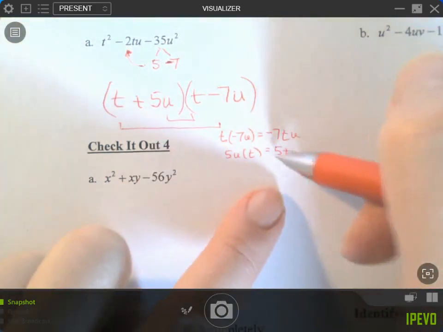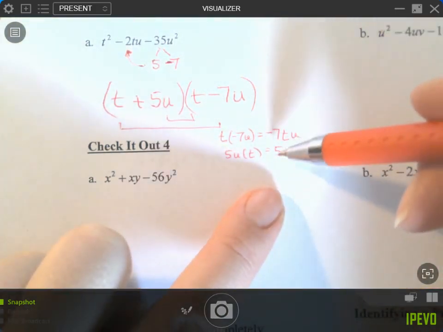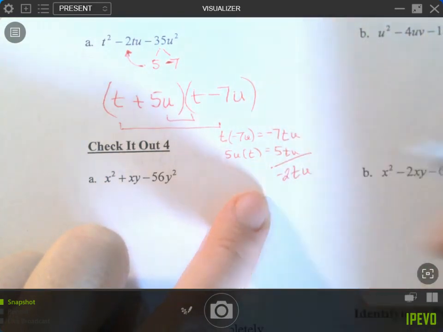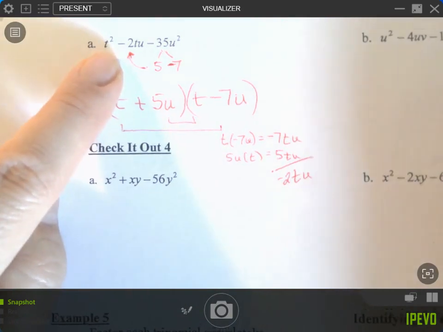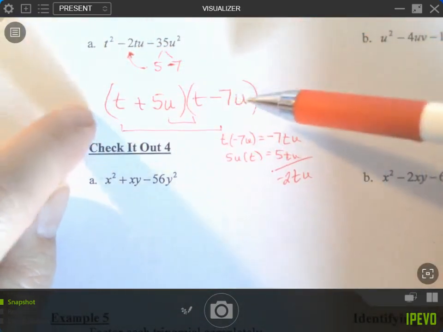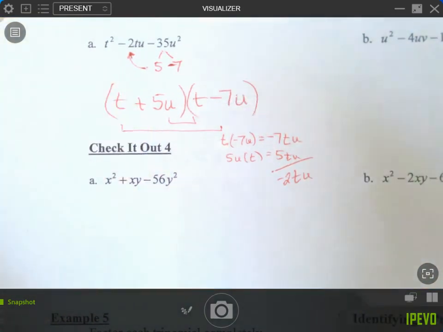Do you see that these are like terms? Negative 7 of these and 5 of these adds up to negative 2 of these. So what I wanted to show you is, where does that middle tu come from? It just is built by these two coming together.